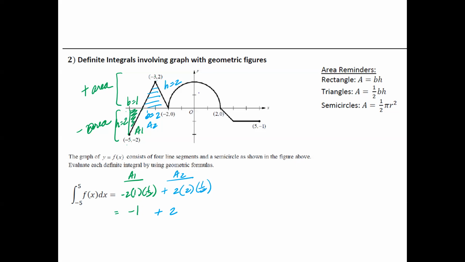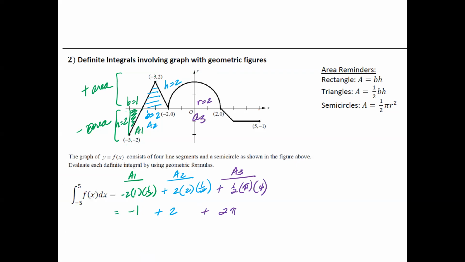My area 3 is a semicircle. The radius here looks like it's 2. So that's going to be 1/2 pi r squared. So that's going to be a 4. So that's going to be 4 divided by 2 is a 2 pi.